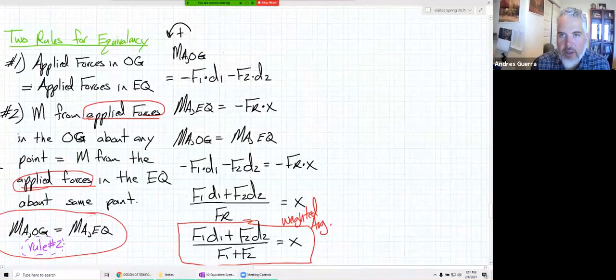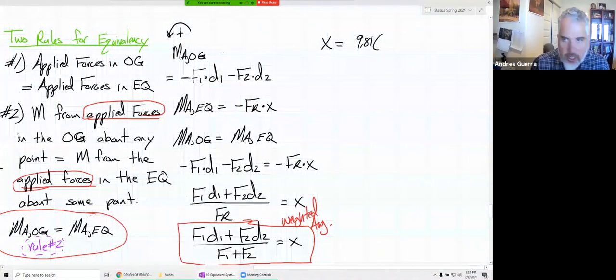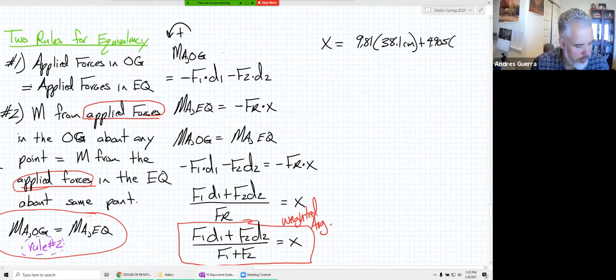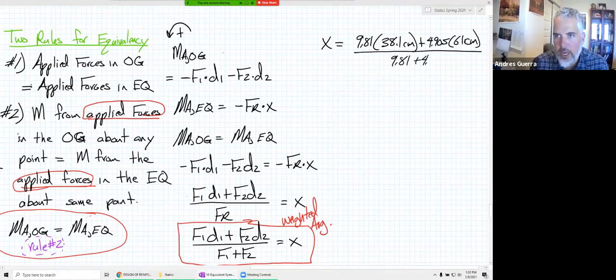So if we plugged in our values for this one, we're going to find X is equal to 9.81 times that 38.1 centimeters plus that 4.905 times that had a distance of 61 centimeters, and then divide that by 9.81 plus 4.905. There's our weighted average. And we're going to find that X is equal to 45.73 centimeters.